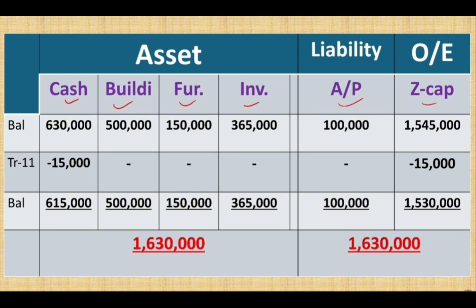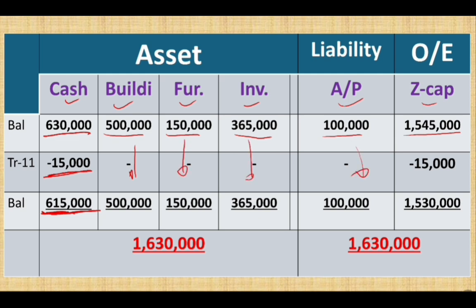During transaction 11, there was a payment of 50,000 in cash for the telephone bill. So this affects cash and Z capital, and each was reduced by the same amount, 50,000. The balance of cash after transaction 10 was 630,000. Building was this amount, inventory is this amount, account payable is this amount, Z capital is 1,545,000. In transaction 11, cash is reduced by 50,000.